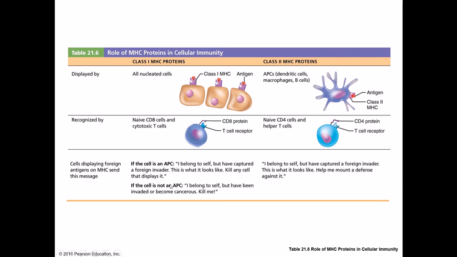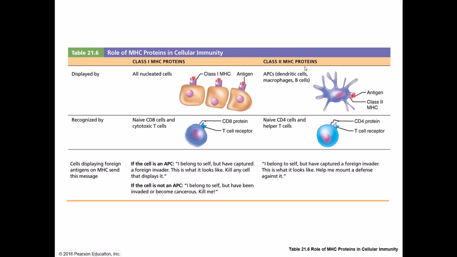If the cell is a cell of the body that's not one of the antigen presenting cells, if it's an infected cell that is displaying this foreign antigen, the MHC protein will tell the immune system that the cell itself belongs to the body, but that it has been infected, or it's become cancerous, or there's something wrong with it. And it's basically saying, hey, I'm an infected cell, I should be killed and destroyed. And then the cytotoxic T cells will do so.